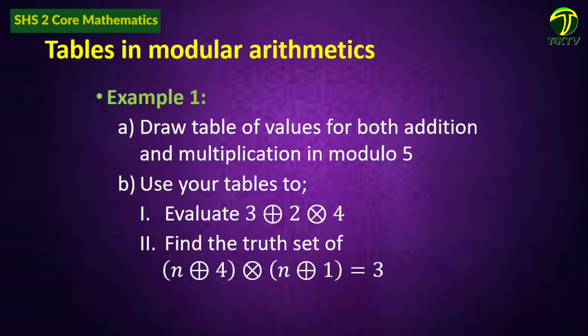Now we move to table of values in arithmetic. So let's look at the table. Draw table of values for both addition and multiplication in modulo 5. And then the B part, use your table to evaluate 3 plus 2, all in brackets, times 4. And then find the truth set of n plus 4 in brackets times n plus 1 in bracket equals 3. So let's look at how to draw the table.